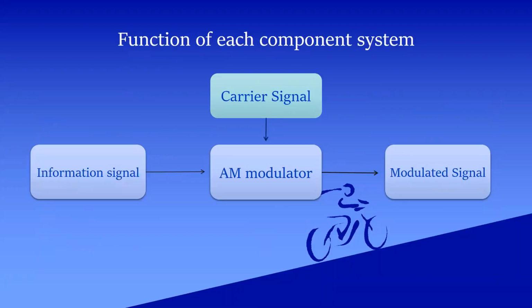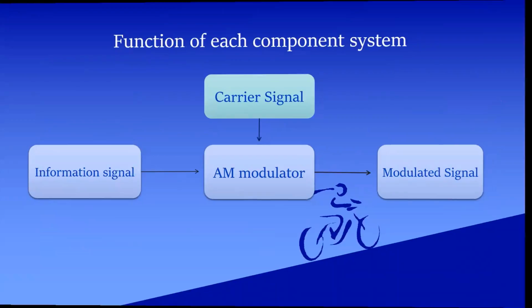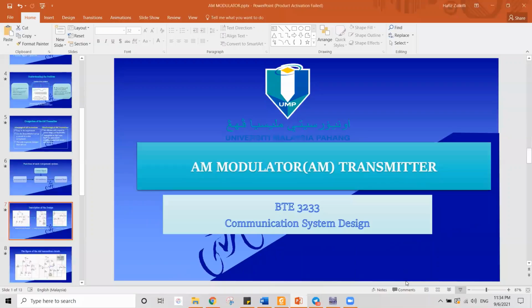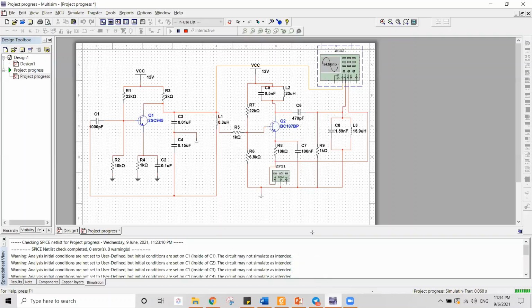Okay, so this is the function of each component. Firstly, the information signal will be injected to the modulator with the carrier signal and will produce the modulated signal as an output. For the description of the design, first we design the Colpitts oscillator. Second, we use the AM modulator circuit, and third is a power amplifier. So let me show you the circuit that we have designed.